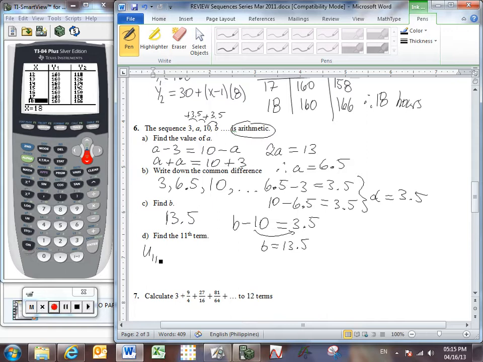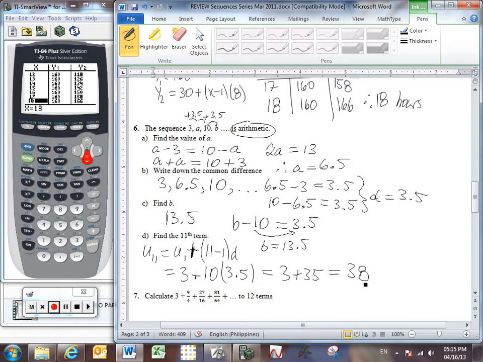So it wants u11, which I know is u1 plus 11 minus 1 times d. So let's fill in what we know. We know that u1 can be seen as 3. 11 minus 1 is 10. And we can see that d, the common difference, is 3.5. And when you evaluate that, it becomes 3 plus 35. Thus, u11 is equal to 38.